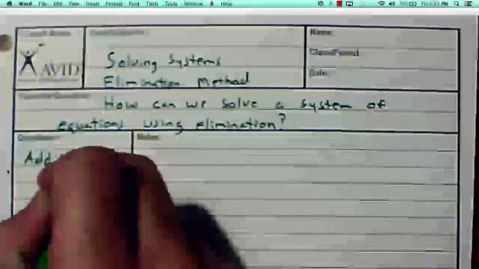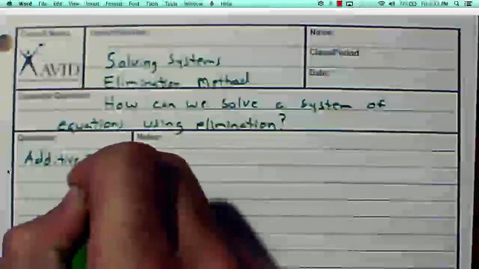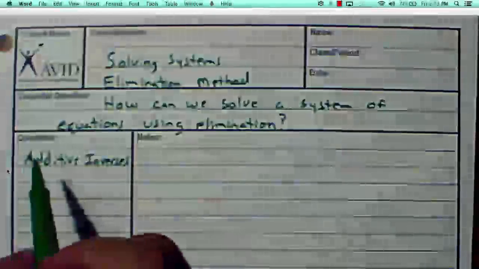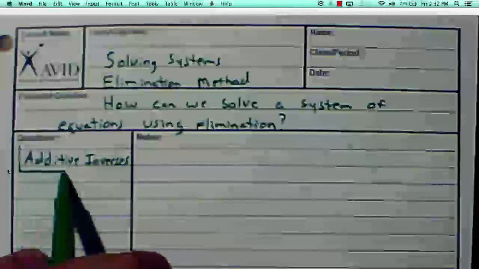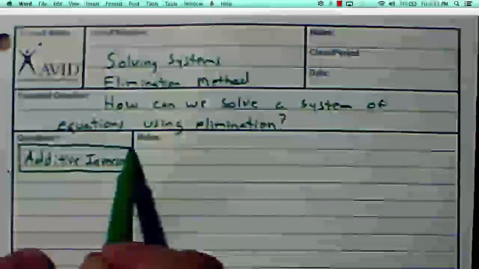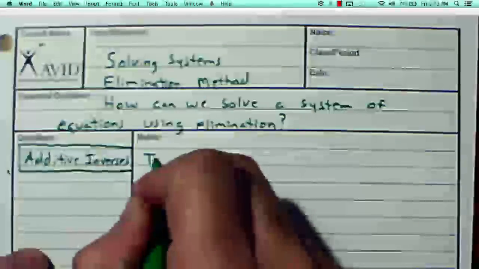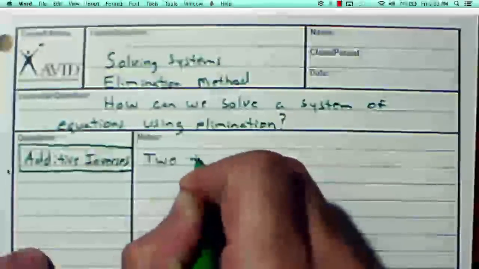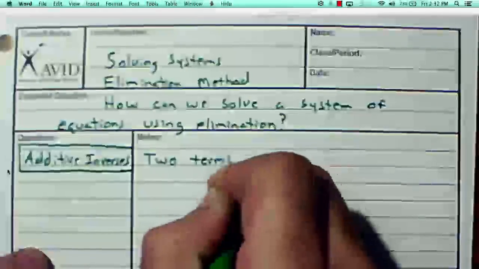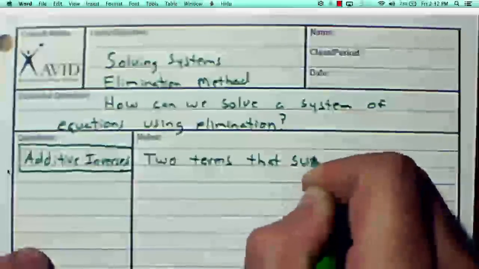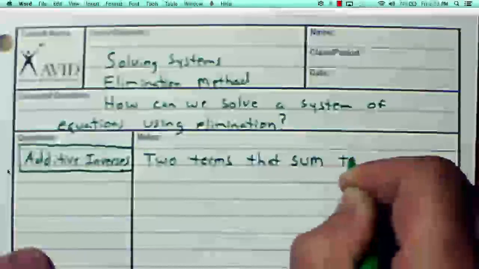Additive inverses. Additive inverses are two terms that sum, that is add, to 0.